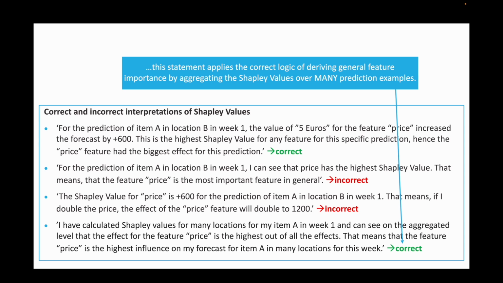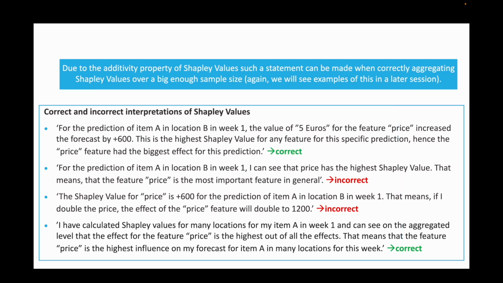this statement applies the correct logic of deriving general feature importance by aggregating the Shapley values over many prediction examples. Due to the additivity property of Shapley values, such a statement can be made when correctly aggregating Shapley values over a big enough sample size. Again, we will see examples of this in a later session.